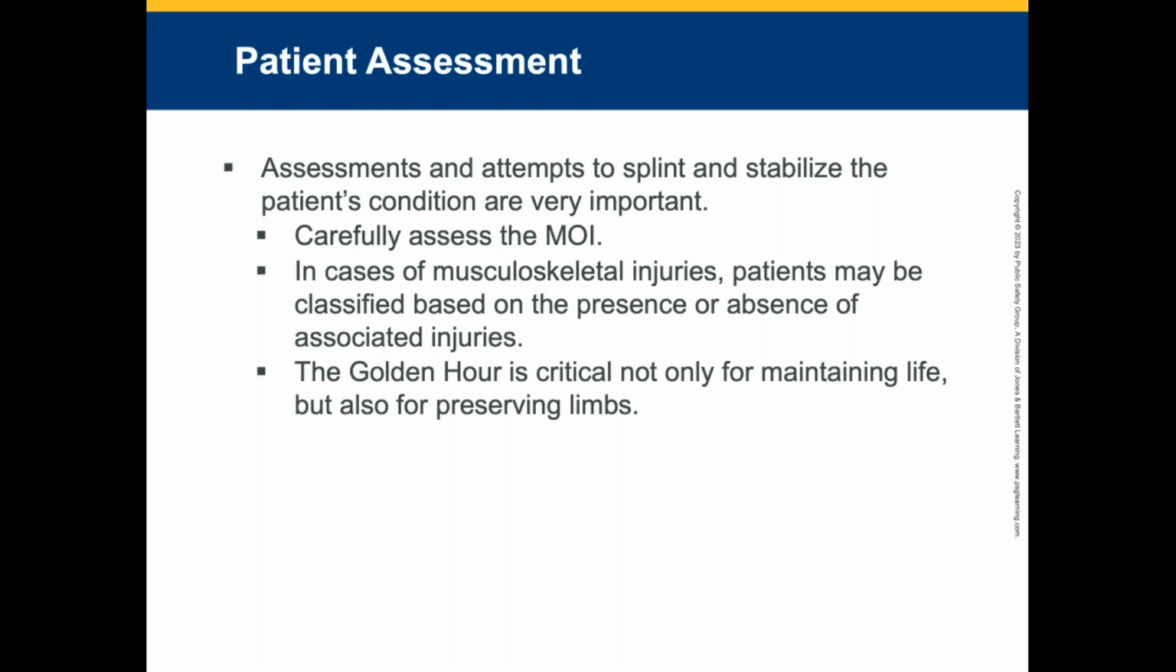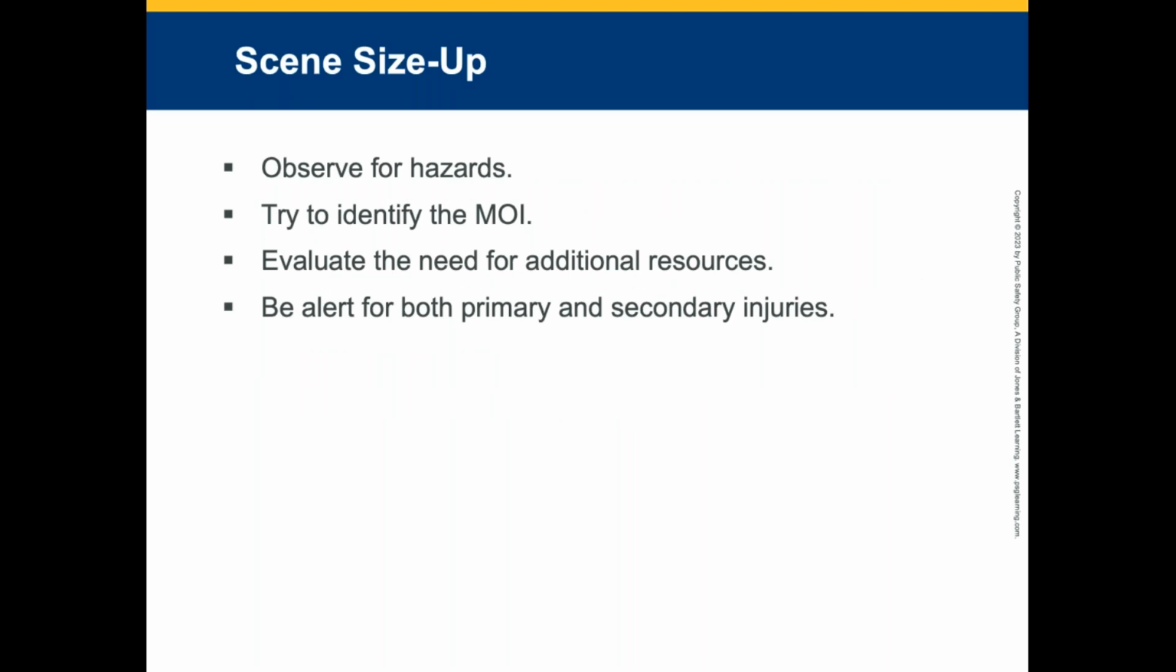Identify any critical injuries using the musculoskeletal injury grading system shown on table 33-2 in your books. So as far as scene size-up goes, look for mechanisms of injury, hazards, and be alert for both primary and secondary injuries. If it is a traumatic event, make sure you don't put yourself in a situation where you're going to be injured as well.